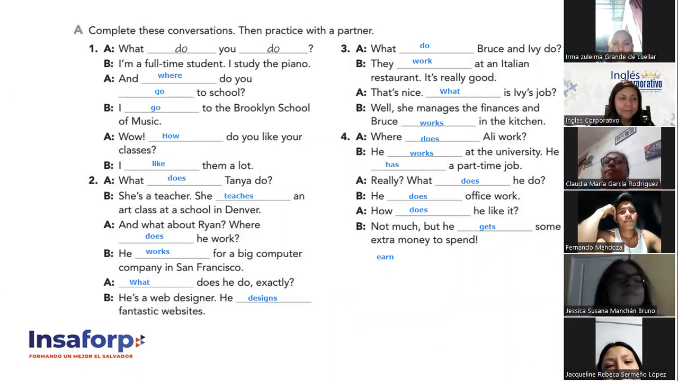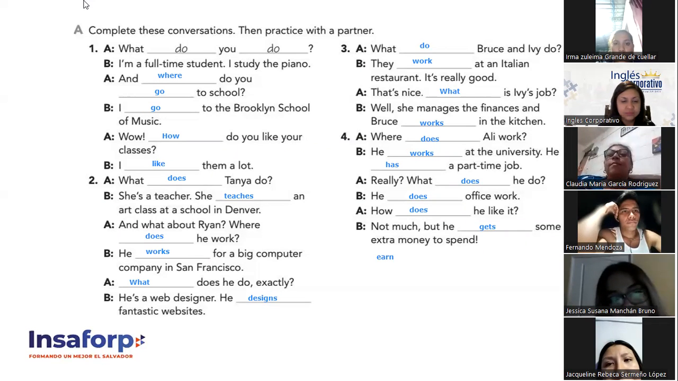What do you do? I'm a full-time student. I study the piano. Where do you go to school? I go to the Brooklyn School of Music. Wow. How do you like it? I like it a lot.